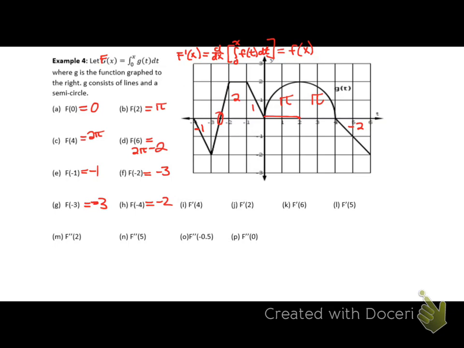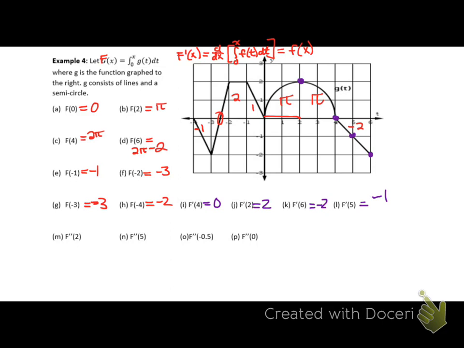F prime of 4, well, that's this point right here, which is 0. F prime of 2 is up here, that's 2. F prime of 6 is down here, that's negative 2. F prime of 5, that's negative 1.